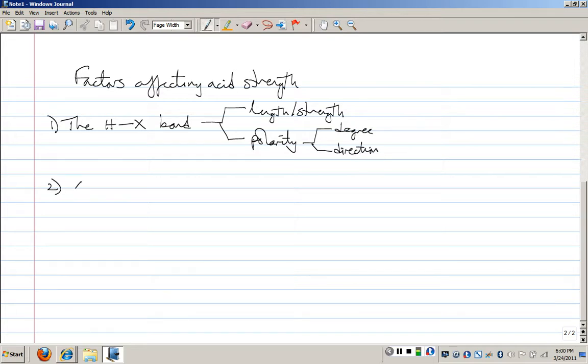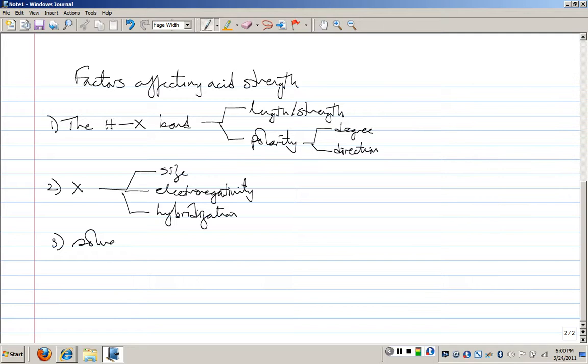Two, we looked at X minus, or if you will, just X. We looked at the size of X, the electronegativity of X, and we looked at the hybridization state of X. And then the third factor, which is the one we looked at actually first, was the solvent.